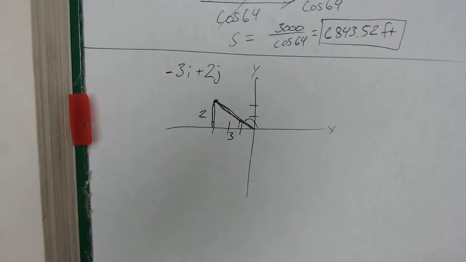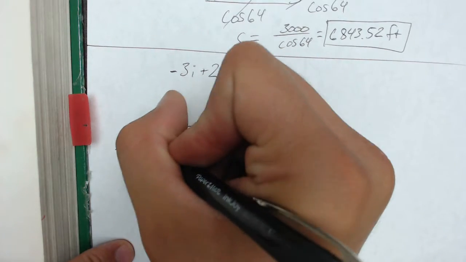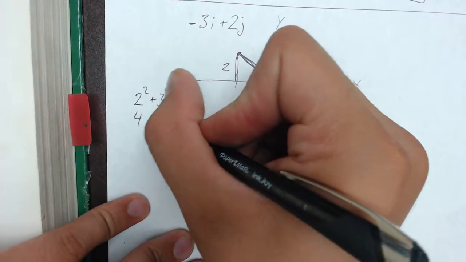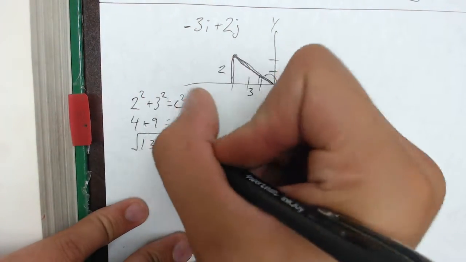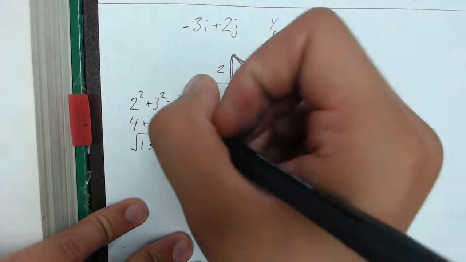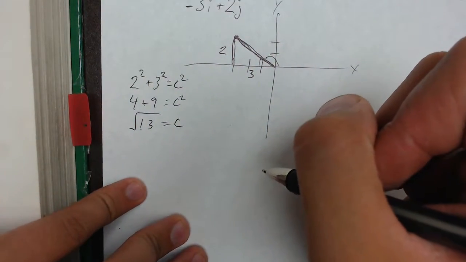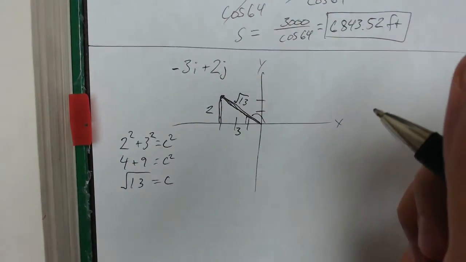Now the hypotenuse is pretty simple. I can just take 2 squared plus 3 squared. That'll equal c squared. Find the square root of that. So we'll use the Pythagorean theorem there. 2 squared is 4, 3 squared is 9, so 13. Square root of 13 will equal c. Alright, so our vector distance is going to be root 13.